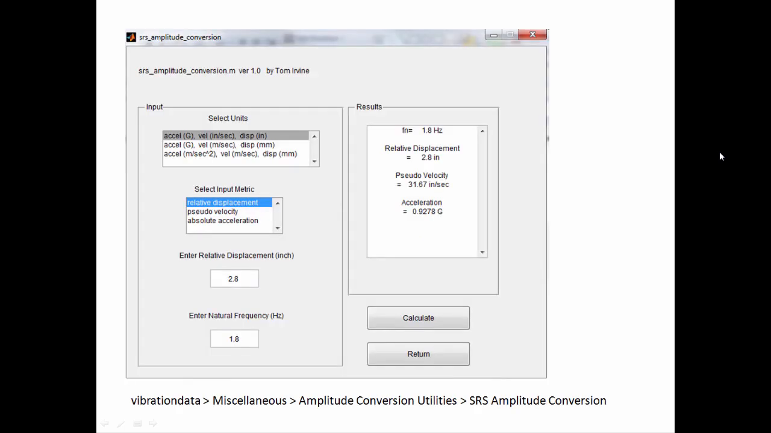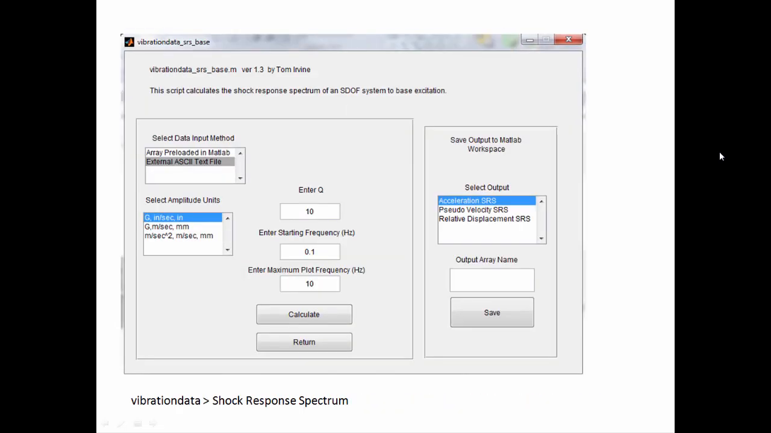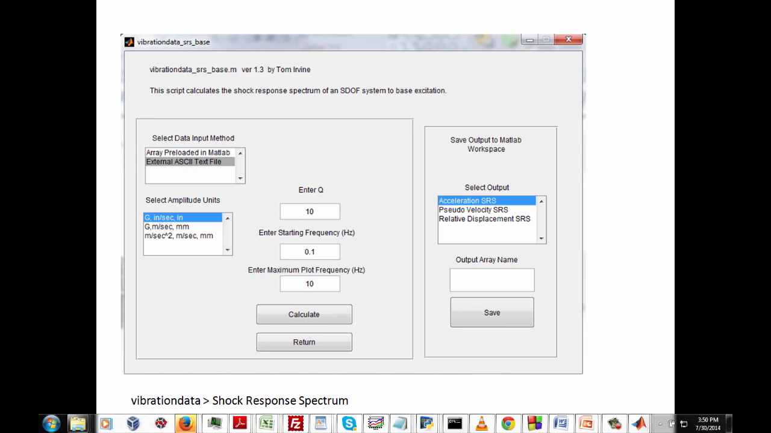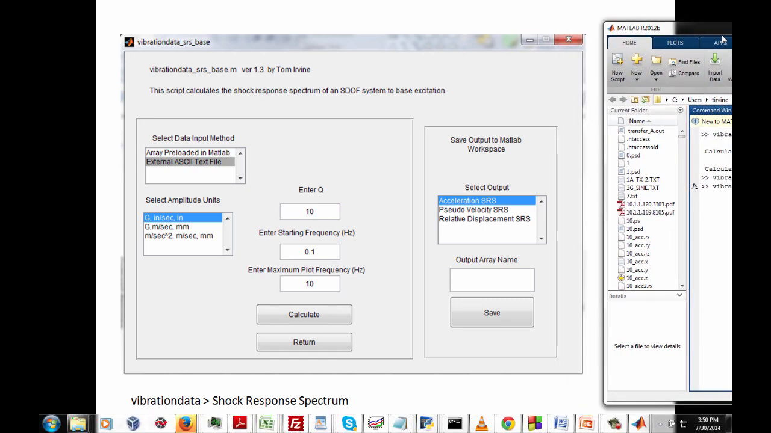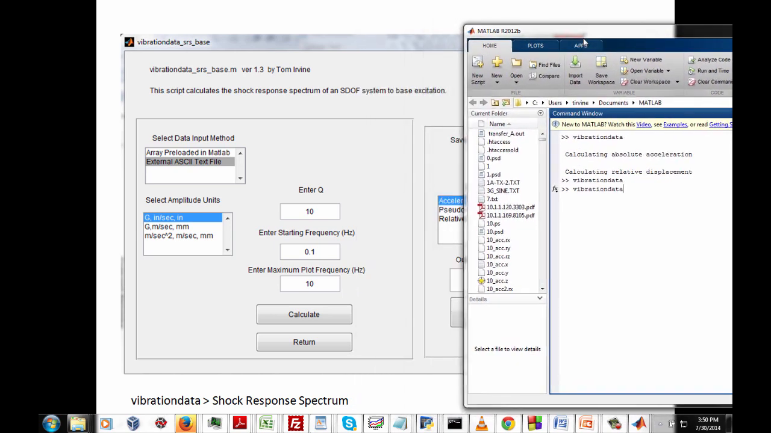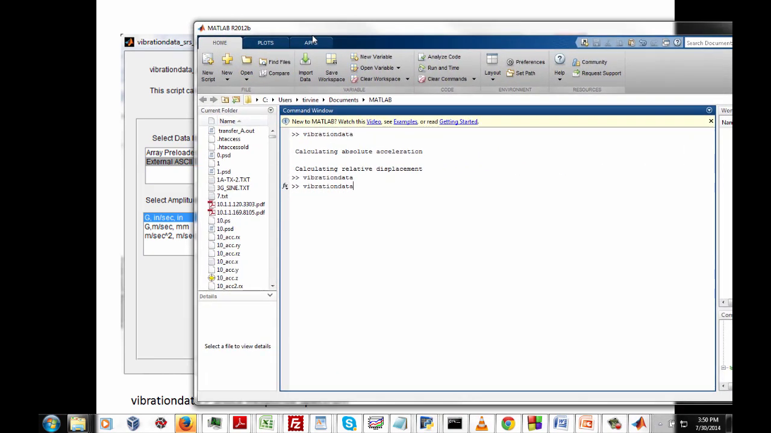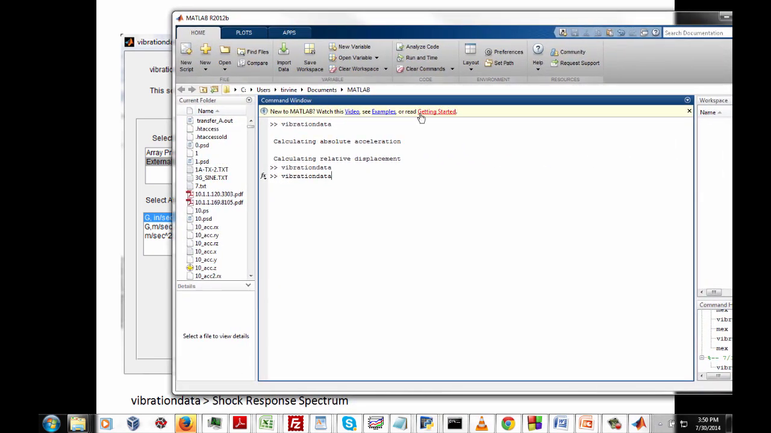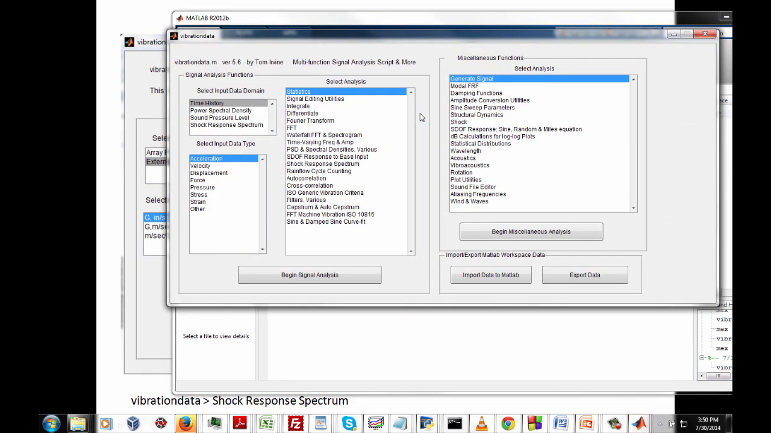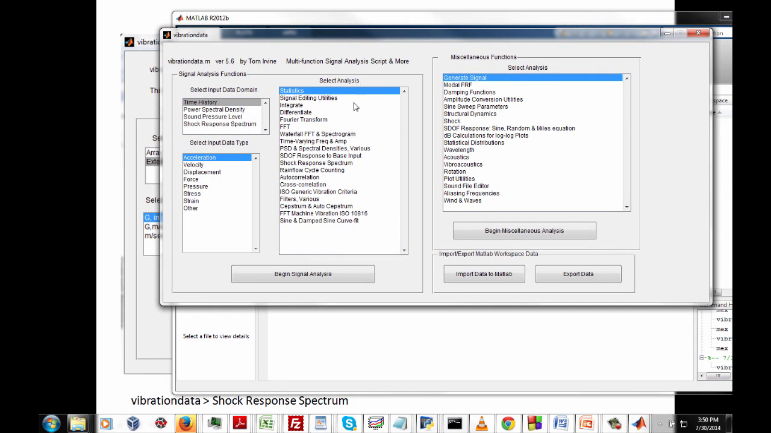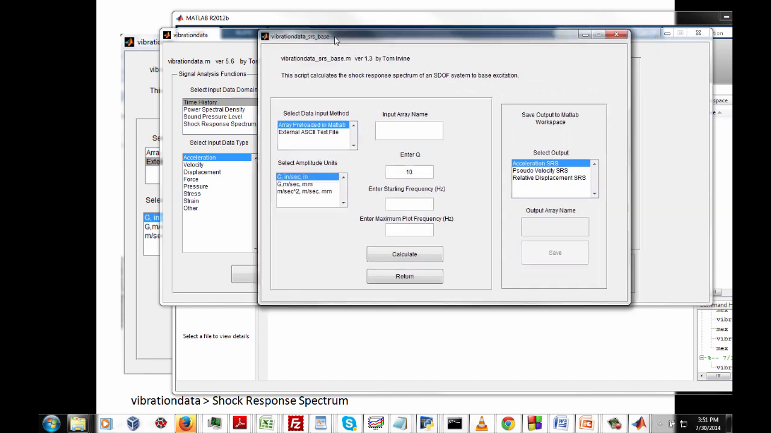Okay, so we did our SRS amplitude conversion. Now we're going to run a new program, and we're going to calculate a shock response spectrum for the El Centro earthquake. Last week we did shock response spectrum for half sine pulses. Well, today we have a pulse that varies arbitrarily with time, so it's going to be a time history input, a shock response spectrum. Let's calculate.